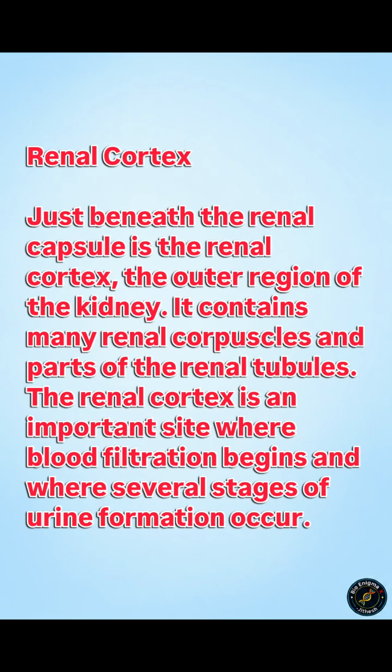Renal cortex. Just beneath the renal capsule is the renal cortex, the outer region of the kidney. It contains many renal corpuscles and parts of the renal tubules. The renal cortex is an important site where blood filtration begins and where several stages of urine formation occur.